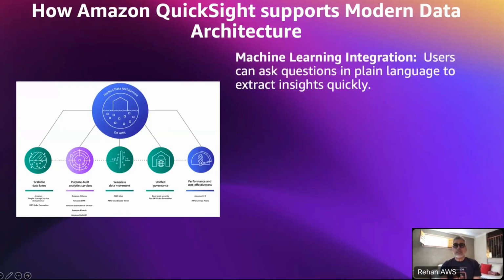Okay, so next up is some of the modern machine learning integration. Users can ask questions in plain language to extract insights quickly. I don't know if you've played with it, but that's an awesome feature. I can go and create a topic within QuickSight, and then I can ask it questions in plain English, to say, what are my sales for the third quarter of 2024, for example, and I don't have to do anything else. Based on the data it has, it will create those dashboards or insights for me, and it's just so plain simple.